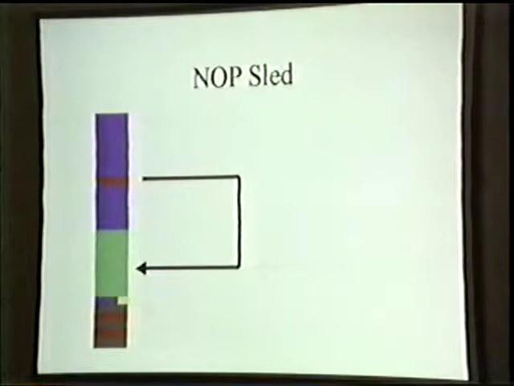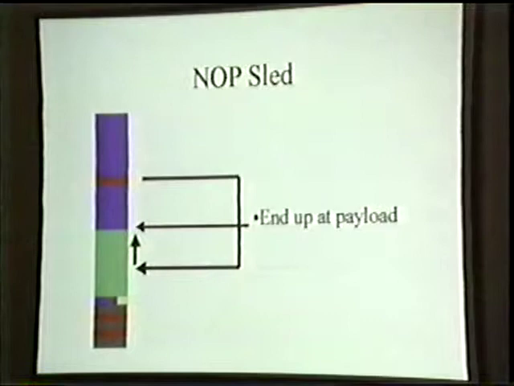Well, we don't have to be perfect, because if we miss a little bit, as long as we hit somewhere in the no-ops, we're going to start sliding on the no-op sled. No-op, no-op, no-op, no-op. We're going to start executing. No precision required. As long as we guess an address somewhere in that range, we will then execute through the no-ops until we hit the actual payload code. So if we hit a little less or a little more, it doesn't make any difference. That's the no-op sled. You'll see that used under Unix a lot more than you will under NT.